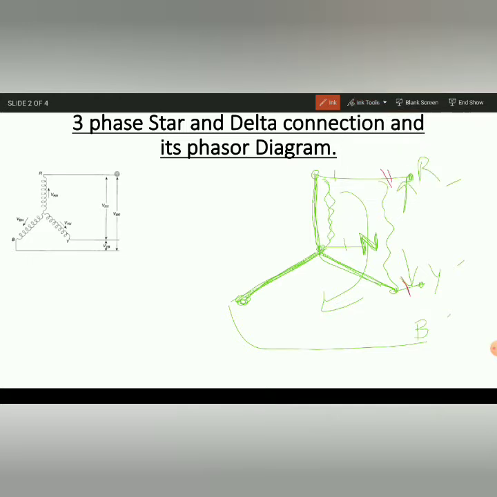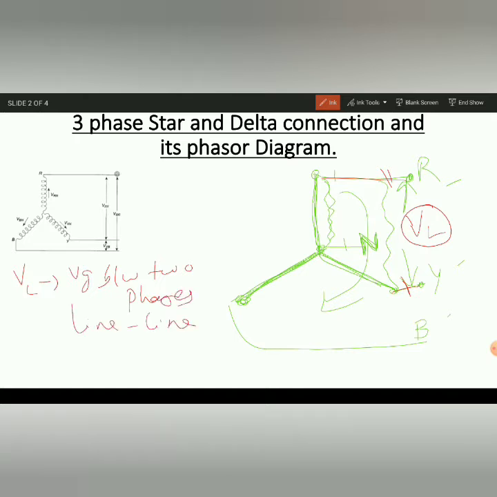Okay, if we consider this is a line, this is a line, so it is a line to line voltage. So here we can call it a line voltage. Okay, so what is line voltage? Line voltage means voltage between two phases. Okay, two phases are line to line, phase to phase.